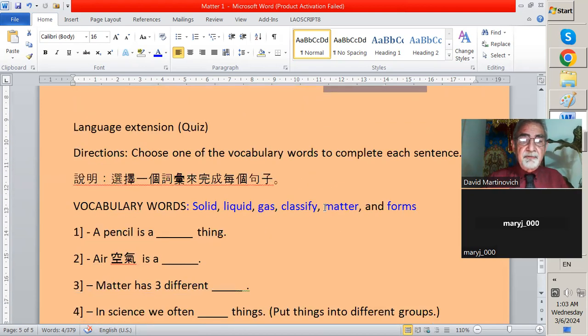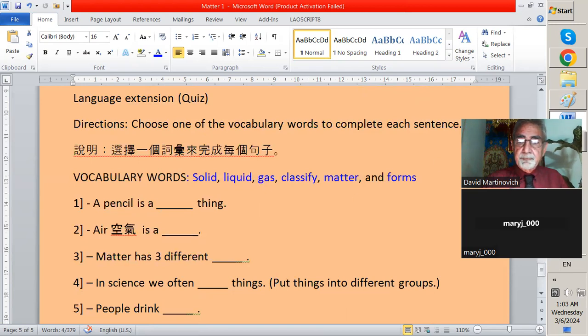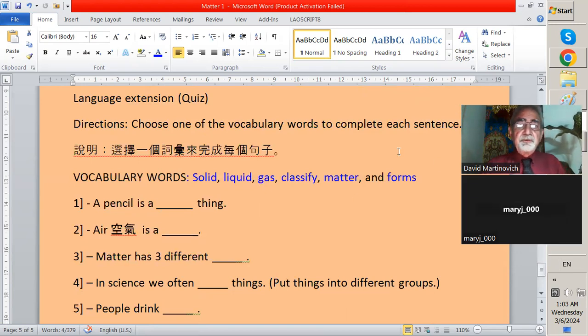Now, this will be for homework. Choose one of the vocabulary words to complete each sentence. No teamwork. This is for you to do at home. Remember the trick on these sorts of quizzes. If you don't know the answer, go to the next problem. Okay?